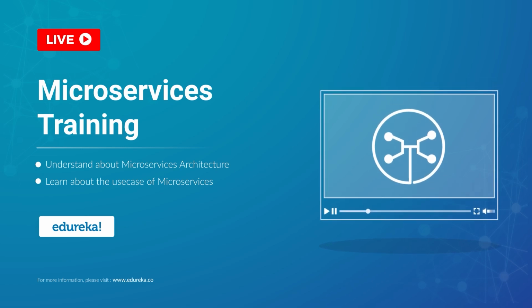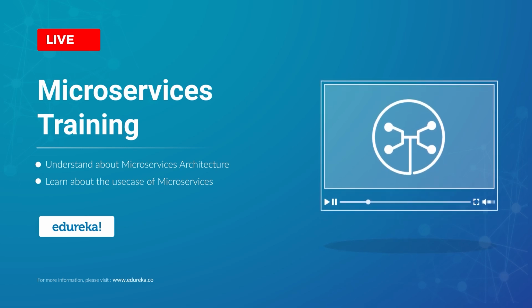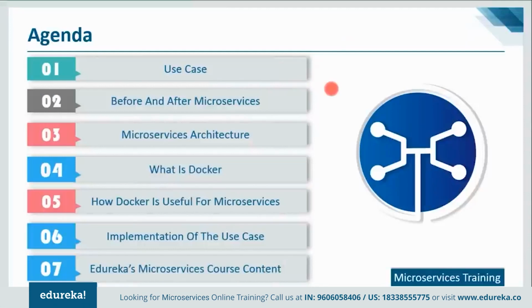So without any further ado, let us move forward and have a look at the agenda for today. This is what we'll be discussing today. We'll begin by understanding the use case that we are going to implement in today's session. After that, I'm going to tell you about the few basics which are required in order to execute that use case, like what exactly is microservice, what is monolithic architecture, what is Docker and how Docker can be used in microservices. And finally, I'm going to tell you how to implement the use case using Docker. After that, I'm going to discuss the course content of microservices training provided by Edureka.